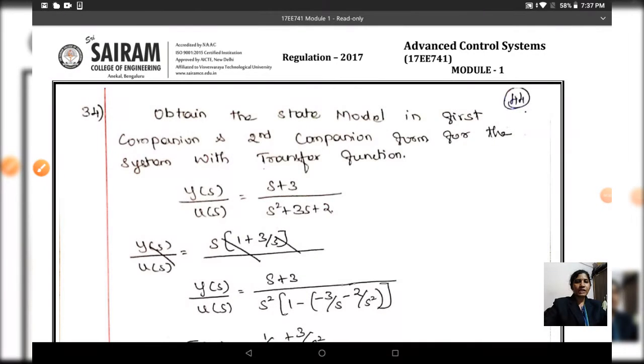In the previous class we have solved some problems under state model representation by phase variable. Under that we have seen three methods: one is solving by the differential equation method, second is the transfer function approach, and the third one is the direct decomposition method. Now, before getting into the next state model representation, first we should understand the advantages and disadvantages of the phase variable programming.